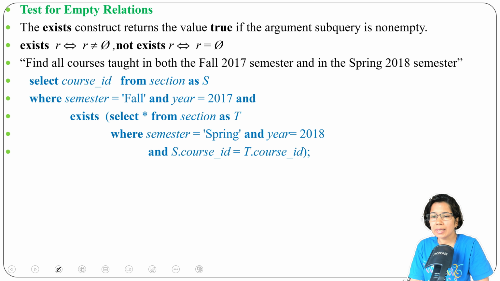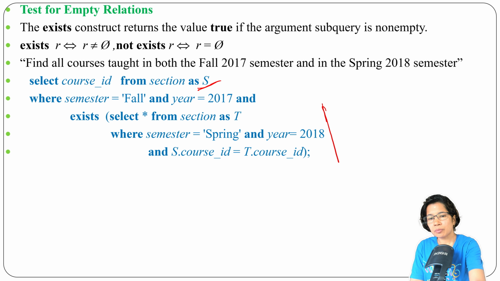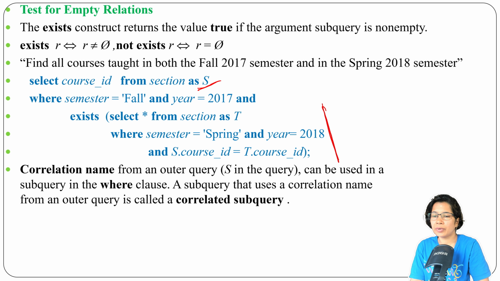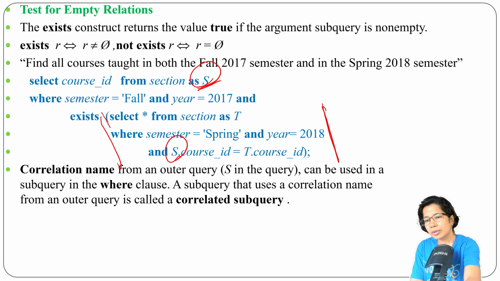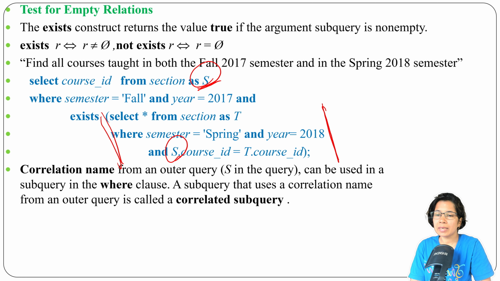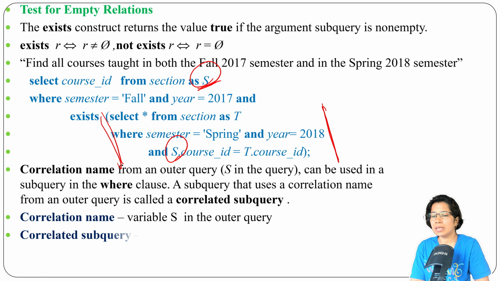Here, what is a correlation name and a correlated subquery? S is the correlation name that is present in the outer query and used in the inner subquery, whereas this inner subquery is the correlated subquery. A correlation name from the outer query can be used in a subquery in the where clause. Here S we used in the where clause. The subquery that uses the correlation name S from the outer query is called a correlated subquery. Here the correlation name is S and the correlated subquery is the inner query.